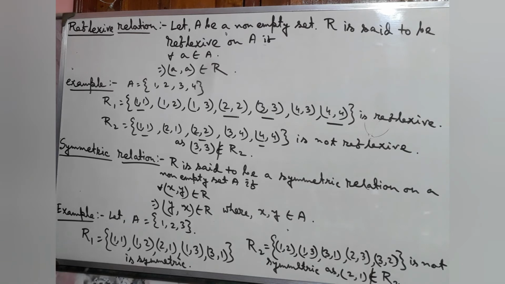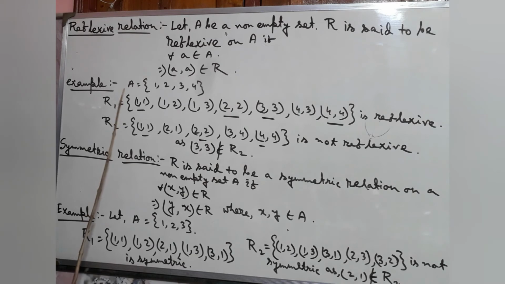A relation R is said to be a reflexive relation on a non-empty set A if for all a belongs to capital A, the ordered pair (a, a) belongs to R. Let us see one example. Suppose the non-empty set is {1, 2, 3, 4}. Then (1,1), (2,2), (3,3) and (4,4), all these 4 elements must lie in that relation to say that it is a reflexive relation.